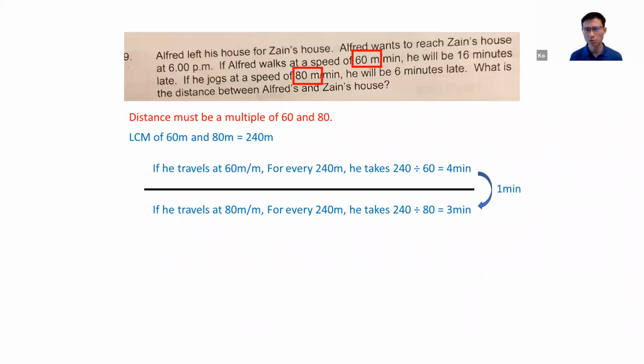So let's take a look at the question. The question says that if he travels at 60 meters per minute, he will be 16 minutes late. If he travels at 80, he will be 6 minutes early, which means there's a difference of 22 minutes. That is 22 times that of 1 minute, which means the distance traveled must be 22 times 240 meters, which is 2,400 meters.